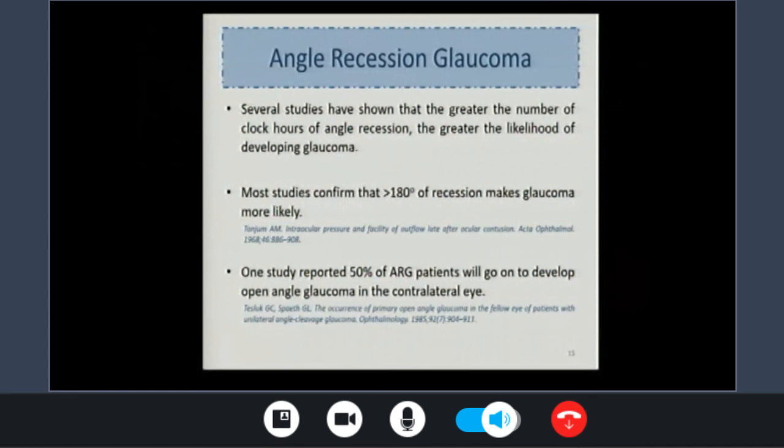Yeah, predisposition. So the hypothesis is that angle recession is not the only cause for the high IOP, but it actually accelerated the damage in an eye which is already at risk for glaucoma, and that's why the other eye is at 50% risk of developing open angle glaucoma.